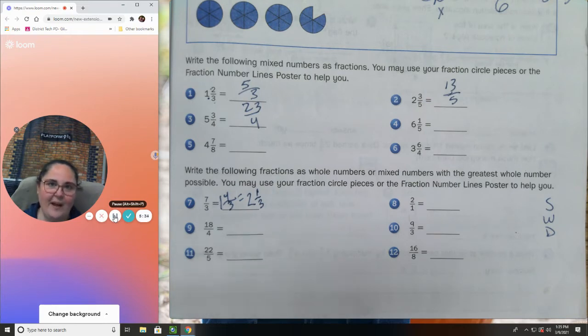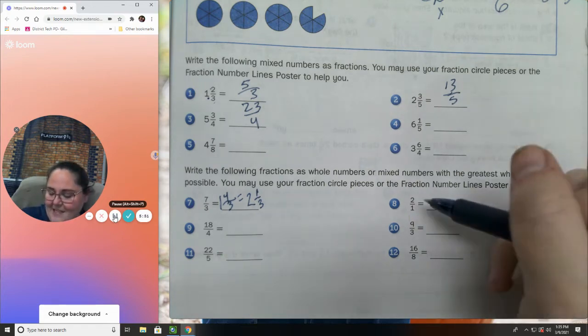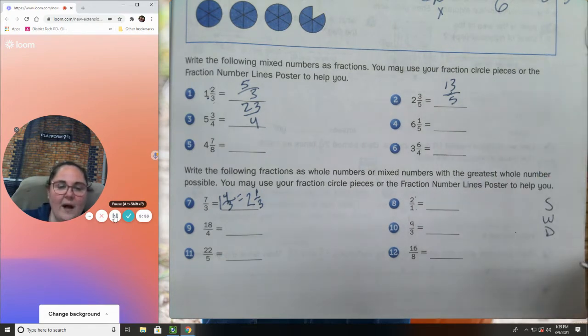It's not my favorite way. I like to keep things easy. All you need to do is divide. Top number divided by bottom number. We've done this all year long. You should know how to do these questions. Let's try number 8. 2 over 1. 2 divided by 1.